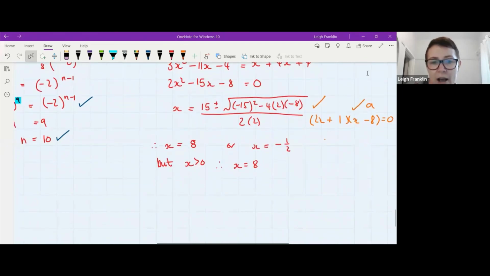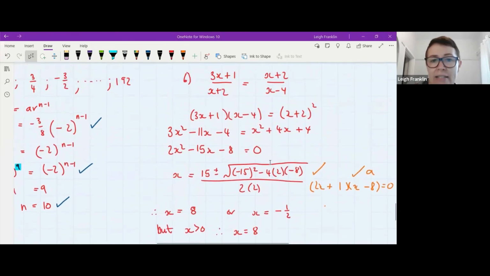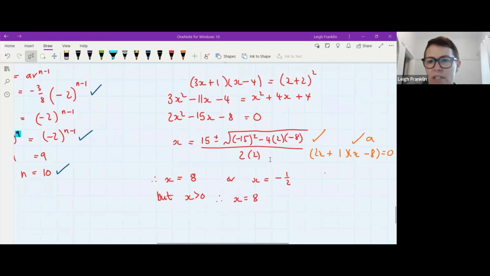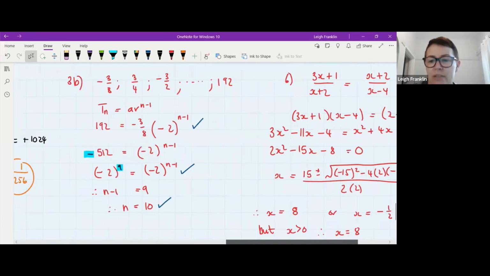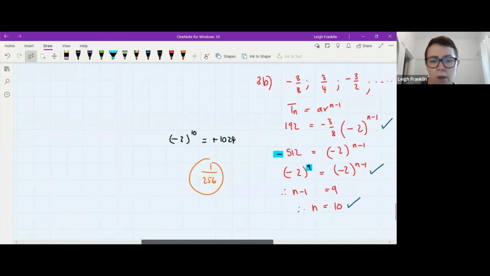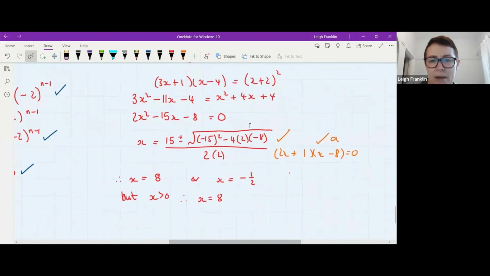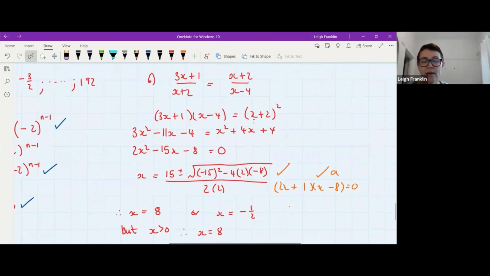So yes, x was supposed to be equal to 8, and then I think they wanted us to work out the first 3 terms of the sequence. Yeah, so we need to work out the first 3 terms. Absolutely. Sorry, guys, this mouse is a little bit funny. So we would need to go and sub back in, wouldn't we? Subbing 8 back into our answer.